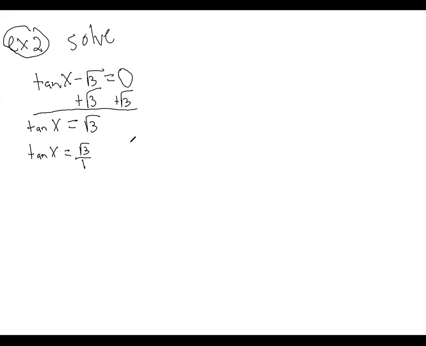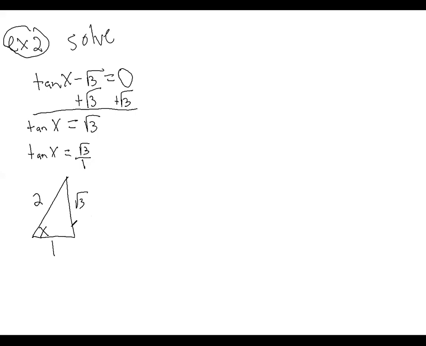Now tangent, TOA, is opposite over adjacent, so that says the opposite is the square root of 3 and the adjacent is 1. So we can draw up a triangle. That is terrible looking. Let's try that again. So here is our x. Because this is positive, I don't have to use a reference angle here. It will be the actual angle, in the first quadrant for the triangle. Its opposite is the square root of 3, its adjacent is 1, and the hypotenuse, this is the 1, 2, square root of 3 triangle, so the hypotenuse is 2.